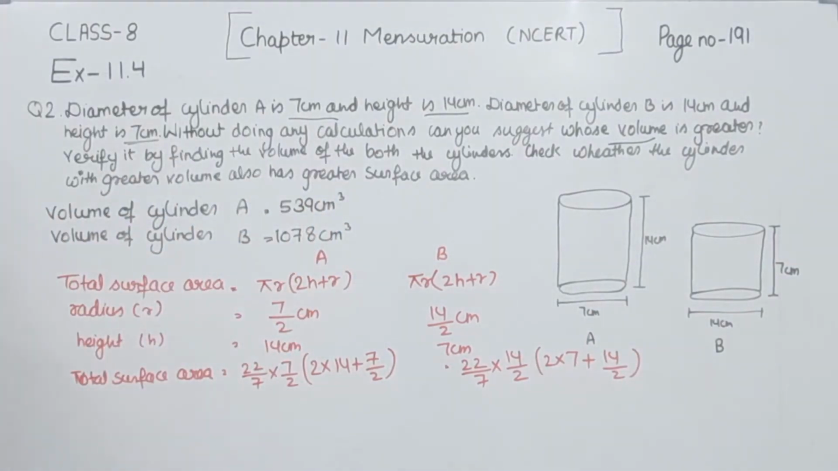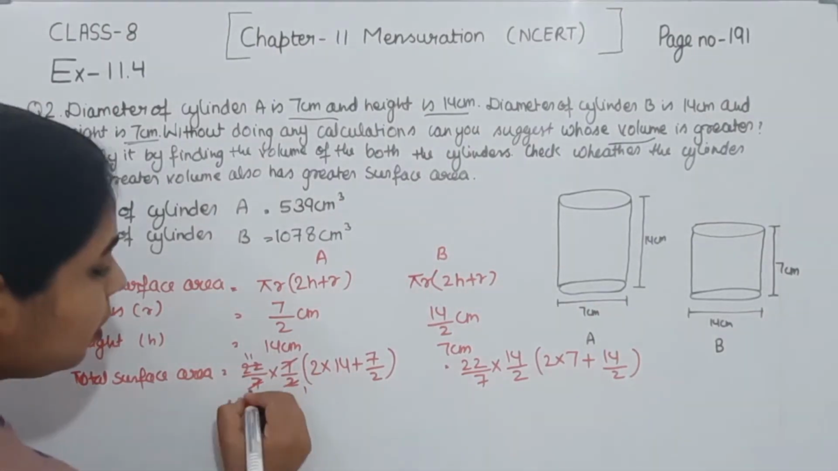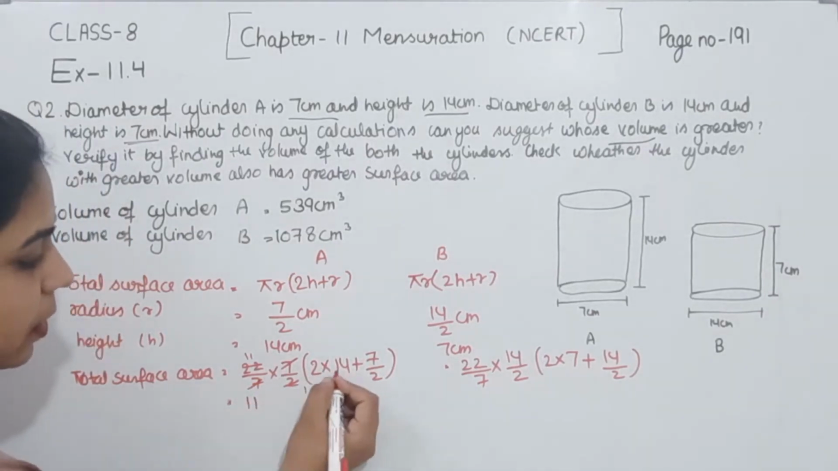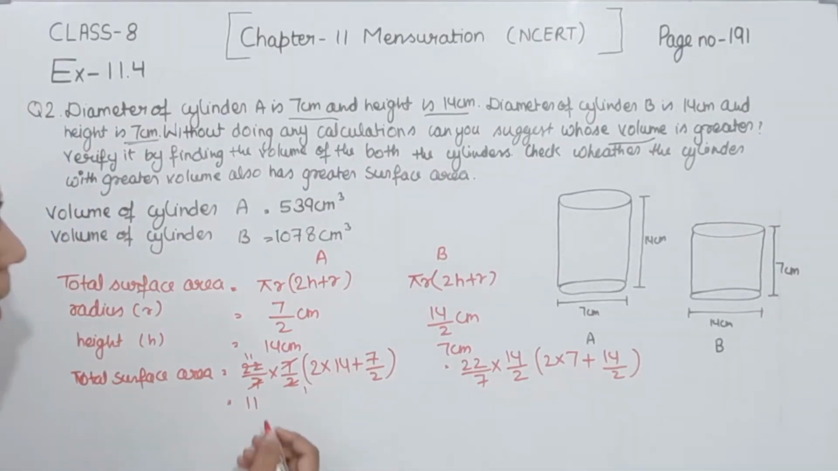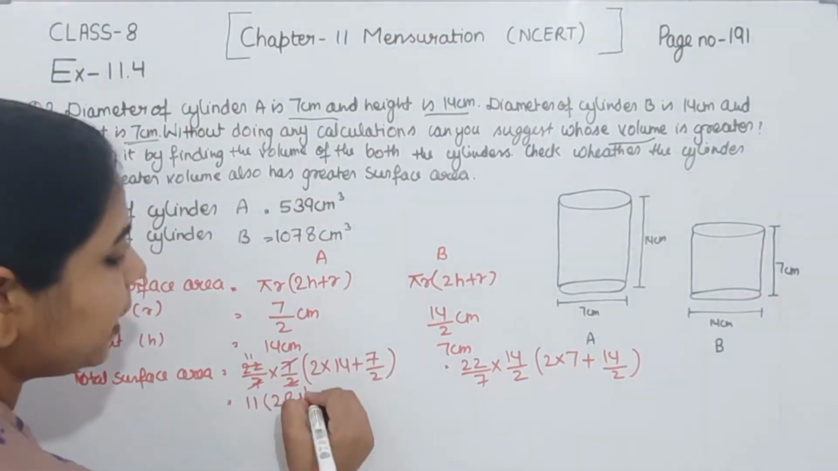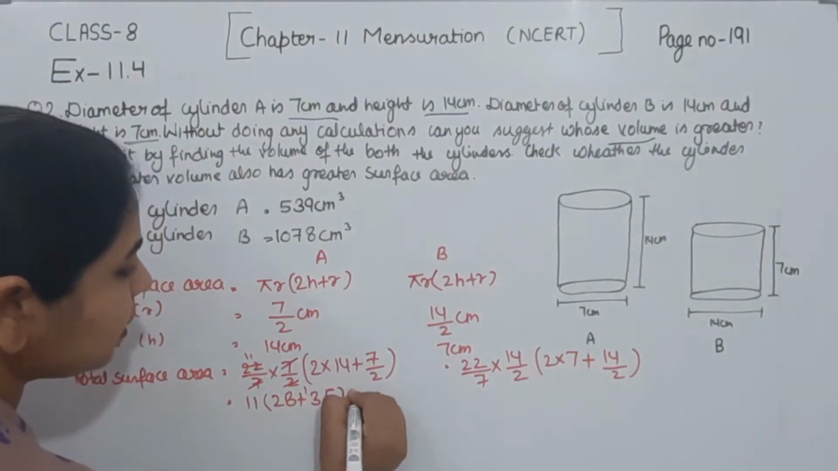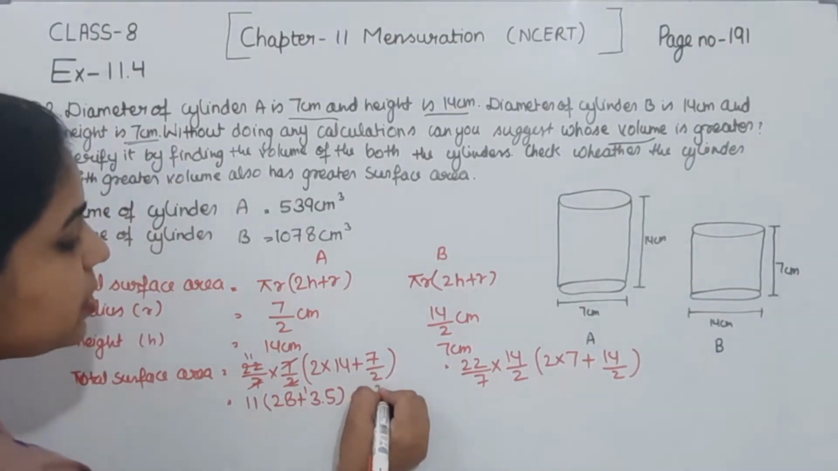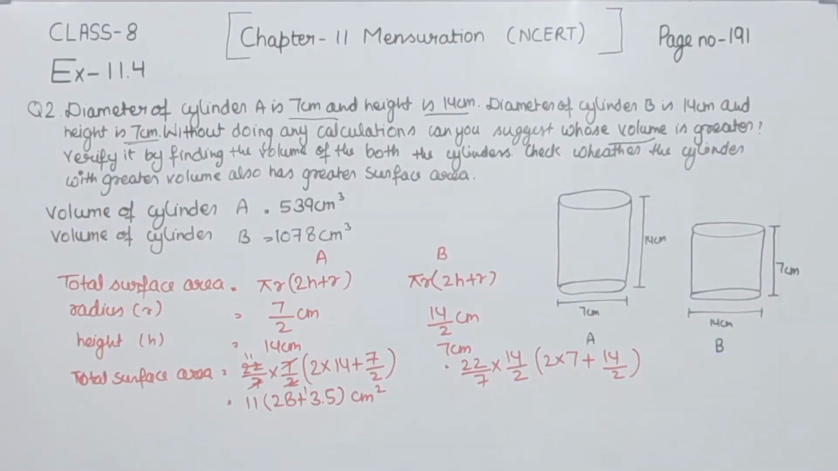Now we are going to solve this one. 7 is cancelled from 7. 2 ones are 2, 2 ones are 2 and 2 ones are 2. So this one we have 11. Now 14 multiplied by 2 is 28 plus 7 divided by 2 is 3.5. This is the total surface area which we have to find out.